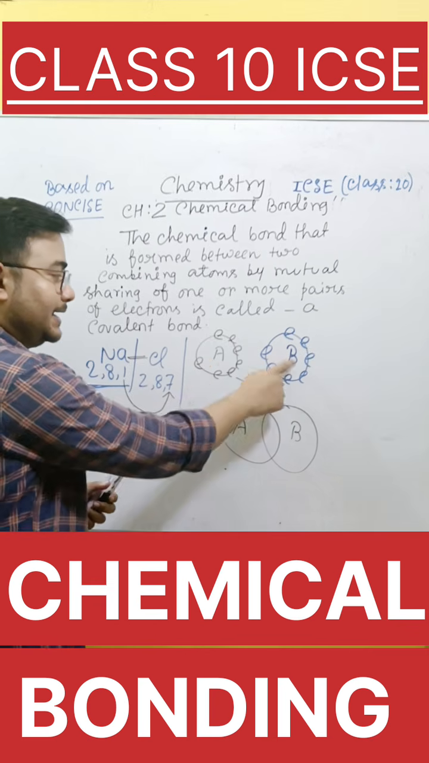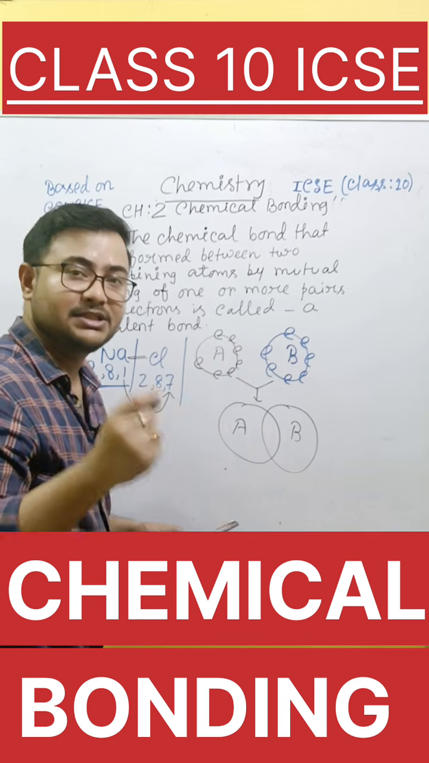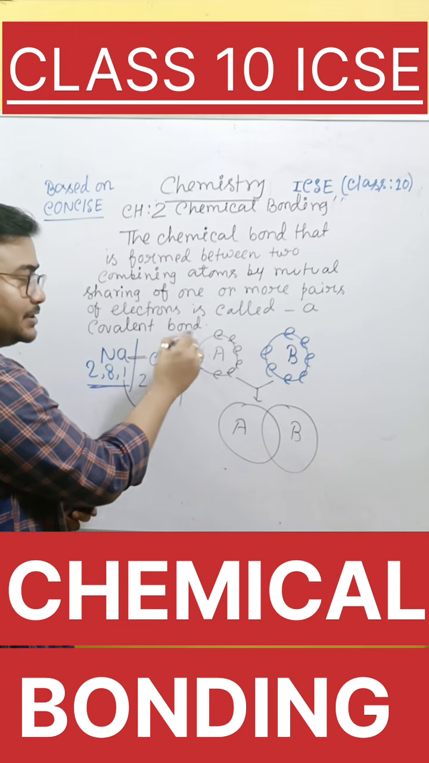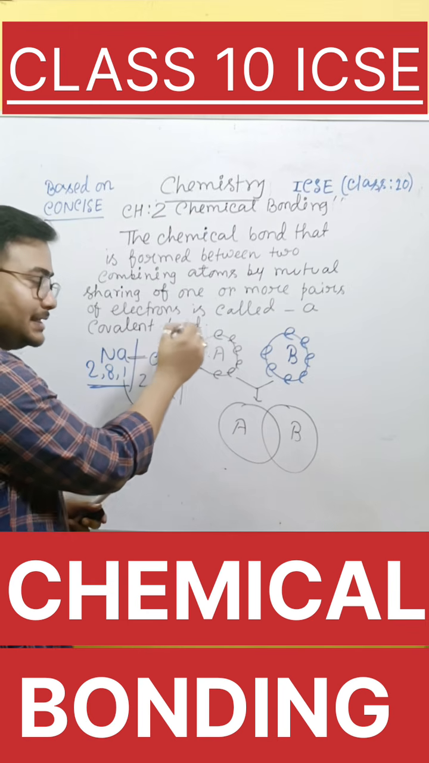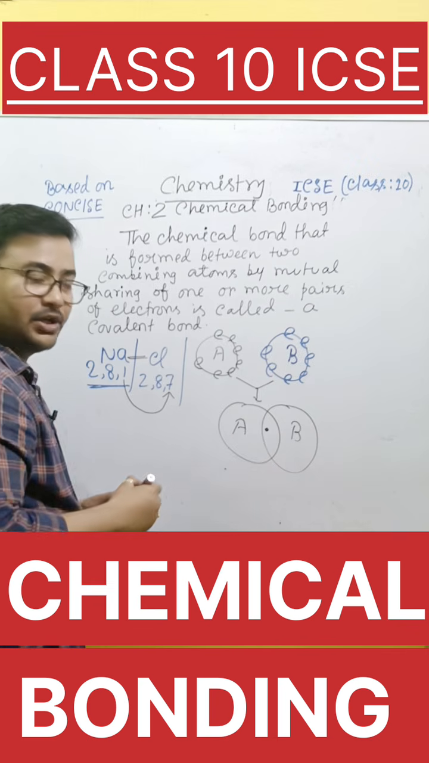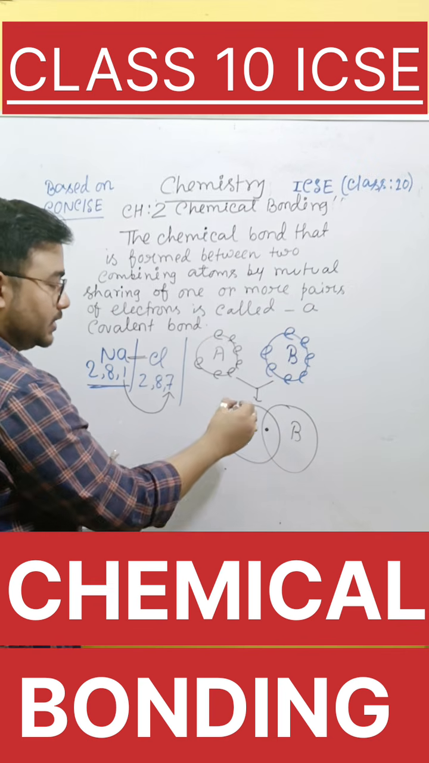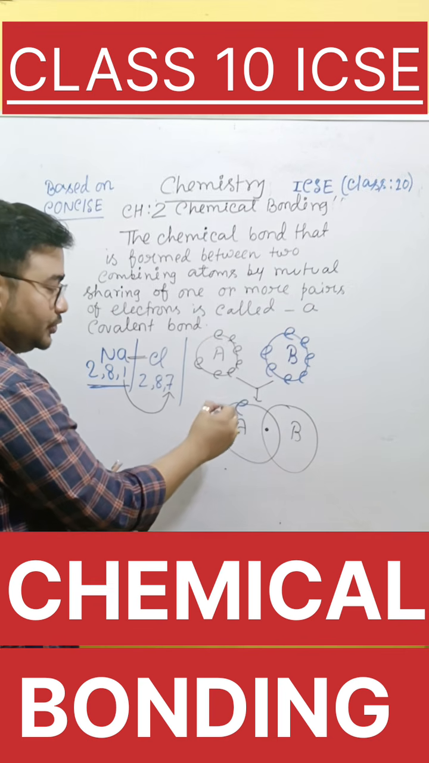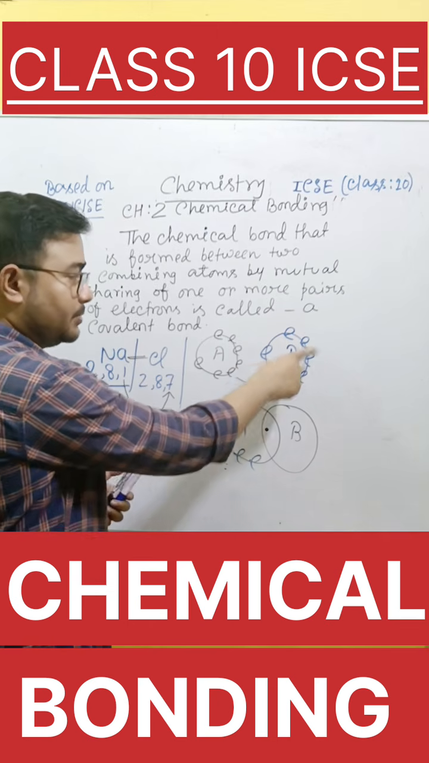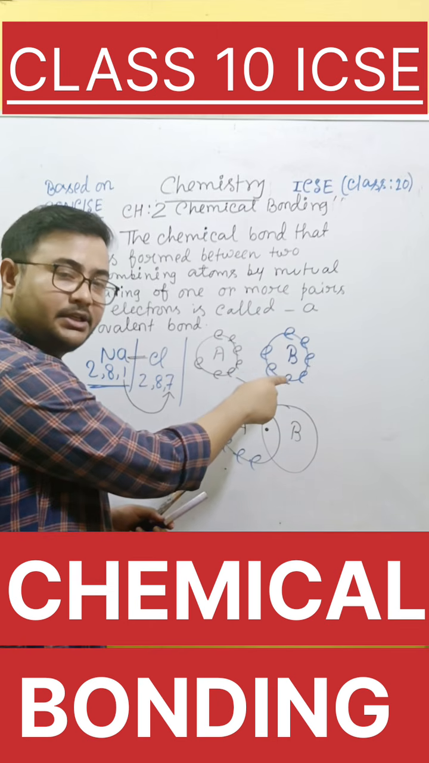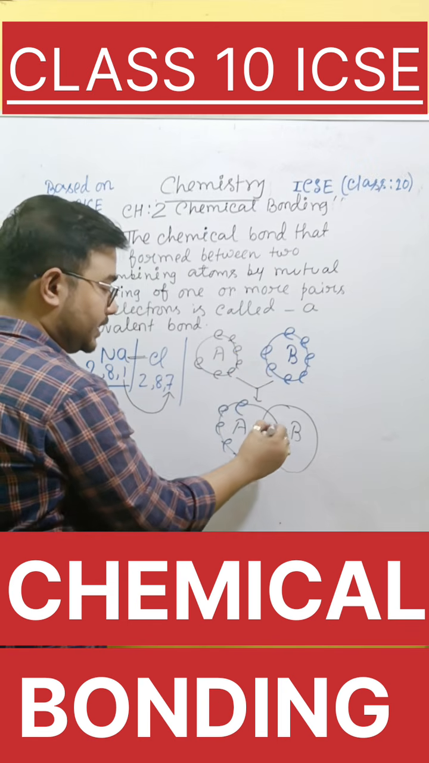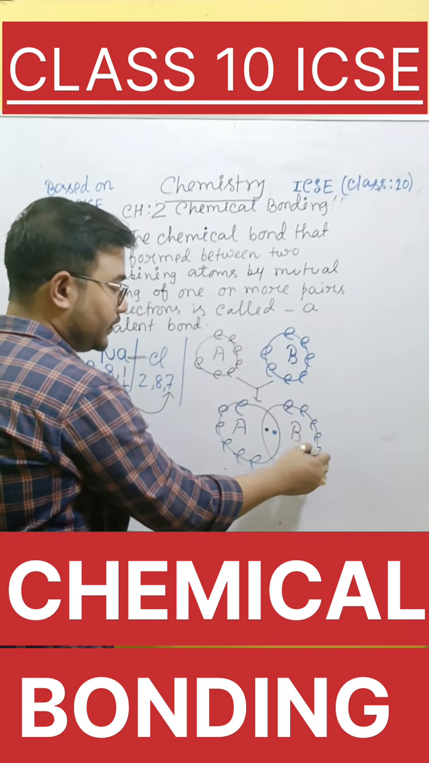So B and A both require how many electrons each? 1. So instead of accepting, A donates the electron here. So how many electrons are left here? Previously it was 7. So 1, 2, 3, 4, 5, 6. Okay. B also, how many electrons are required to fill up its octet? 1. So instead of accepting, it donates 1 here. So 1, 2, 3, 4, 5, 6 left.